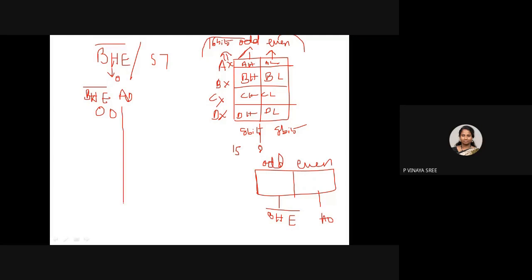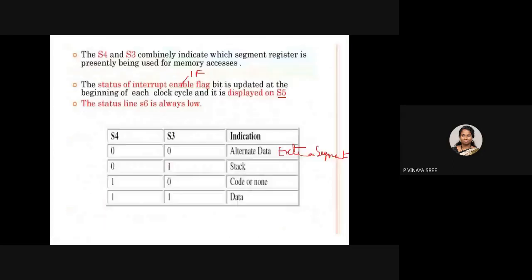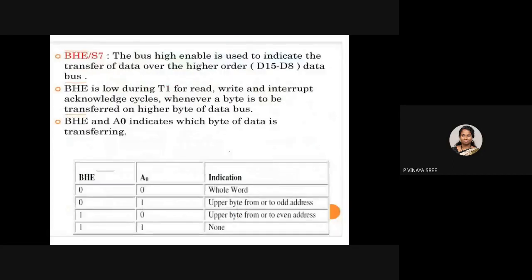So if it is 0 0, what will be the answer? This is also activated, and this is also activated. Are we accessing higher order or lower order if it is 0 0? Both. Okay, so we are accessing both. So if it is 0 0, whole word. The entire word we are accessing.